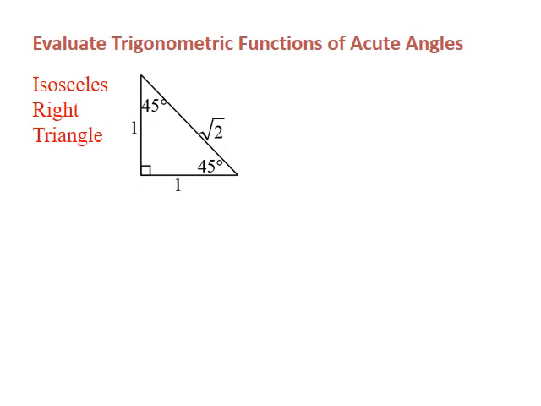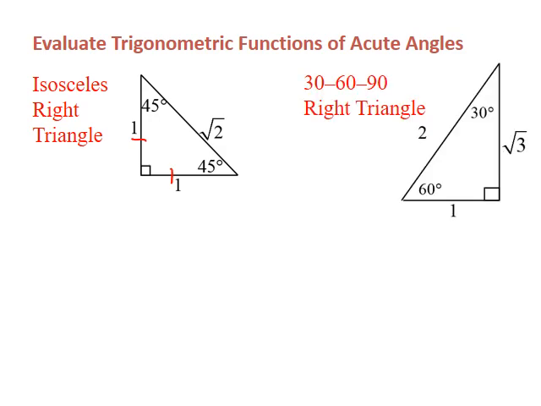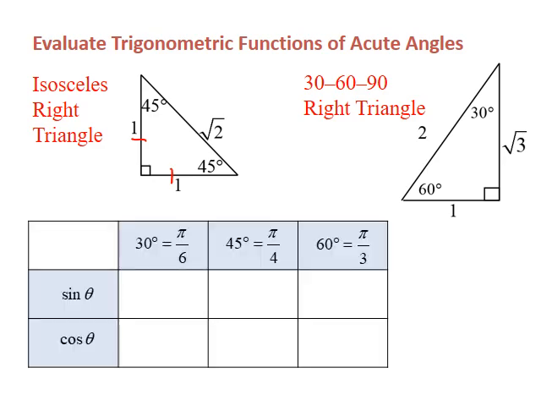Here we have an example of an isosceles right triangle. And when we have an isosceles right triangle, we know that the legs are congruent. Here we have a right triangle that is a 30, 60, 90 triangle, and we have these sides here. One way you can think of this is by applying SOHCAHTOA to each of these angles.